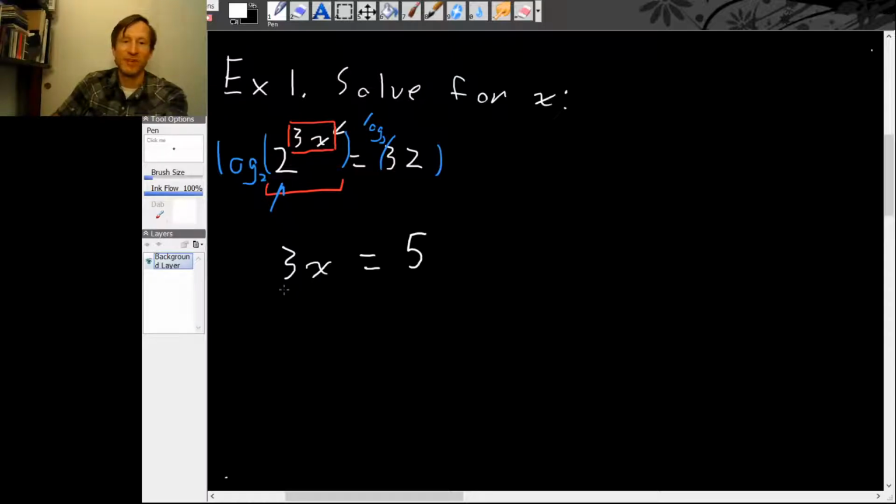And now we can finish solving for x. We can just divide both sides by 3. So x is 5/3.